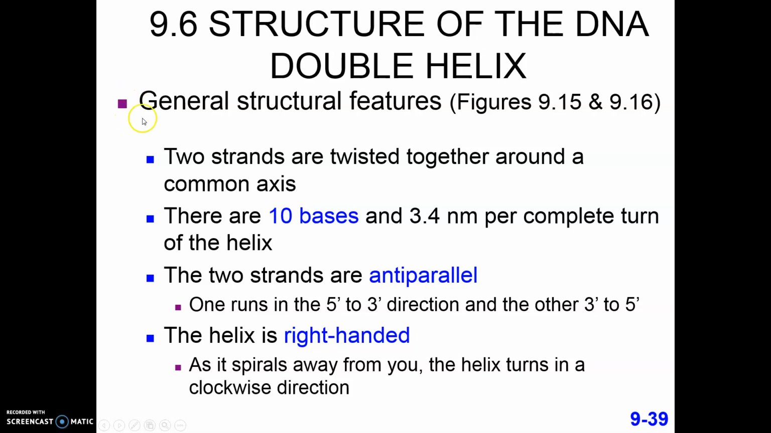So, some of the general features. First of all, we have two strands that are twisted around a common axis. There are 10 bases per complete turn of the helix, and that spans about 3.4 nanometers. The two strands are anti-parallel. So while one runs 5' to 3', the other is running 3' to 5'. The helix is also what we call a right-handed helix.